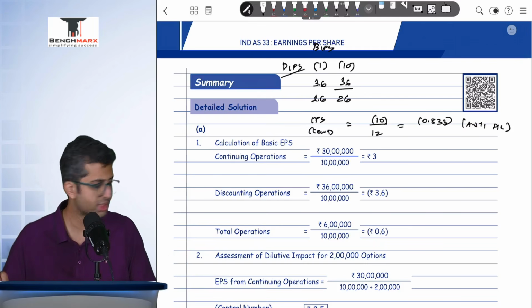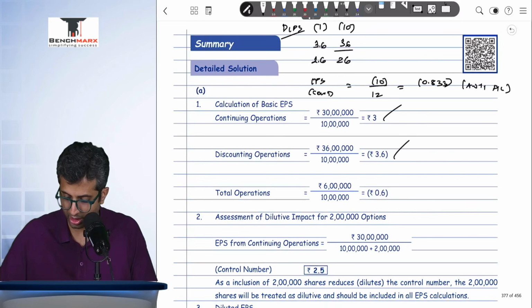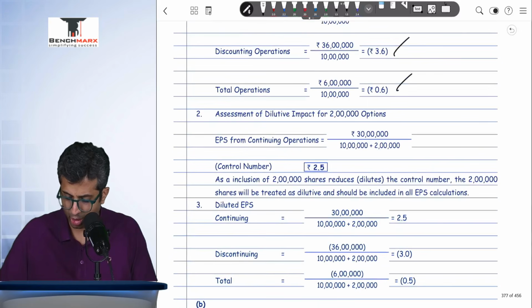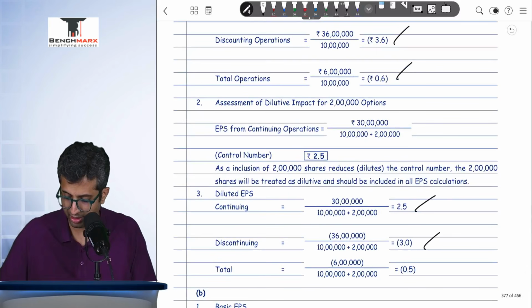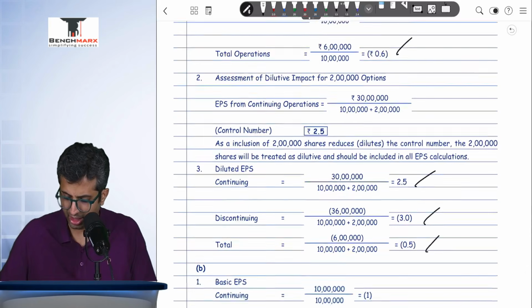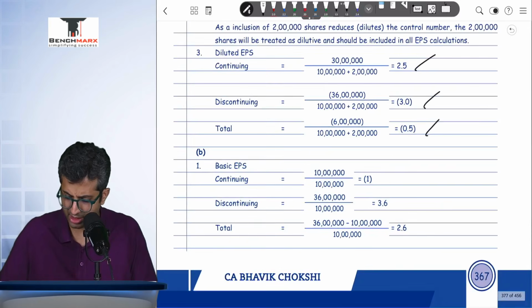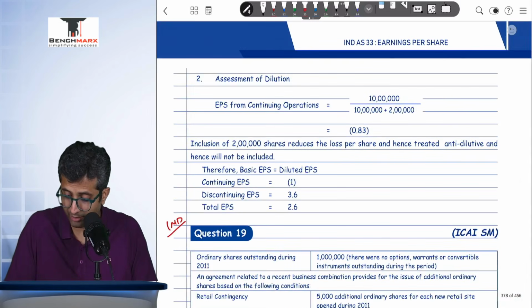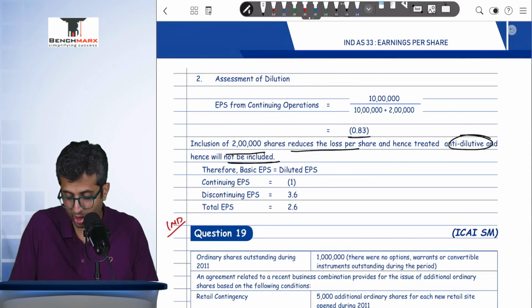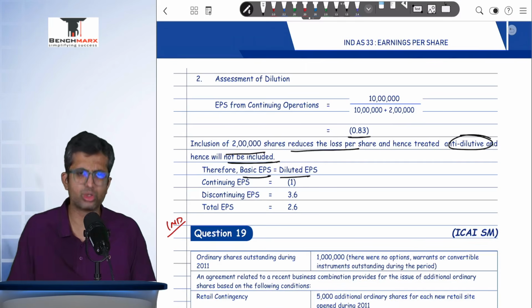Are we clear with this? So over here this is 3, 3.6 and 0.6. Over here this is 2.5, negative 3 and 0.5. This is for the first case. In the second case, this is negative 1, 3.6 and 2.6, and we are mentioning that inclusion of the 2 lakhs reduces the loss per share and hence is anti-dilutive, will not be included, and hence the basic and the diluted will be the same.